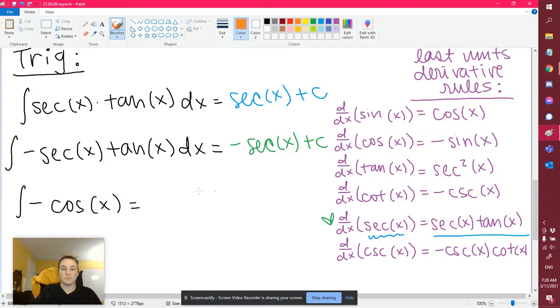So let me say that again. Here we've got negative cosine. Here we've got positive cosine. So we'll do the negative version of whatever was going on here.